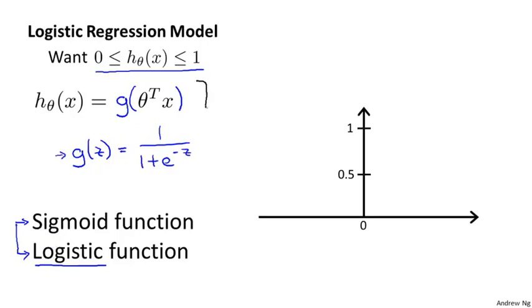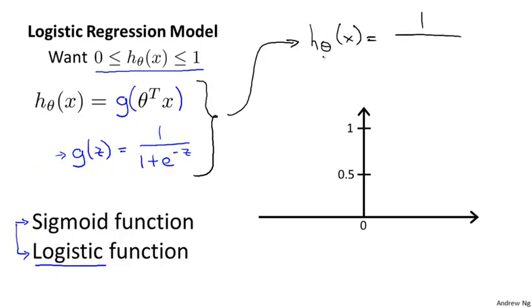And if we take these two equations and put them together, then here's just an alternative way of writing out the form of my hypothesis. I'm saying that h of x is 1 over 1 plus e to the negative theta transpose x. And all I've done is I've taken this variable z, a real number, and plugged in theta transpose x. So I end up with theta transpose x in place of z there.